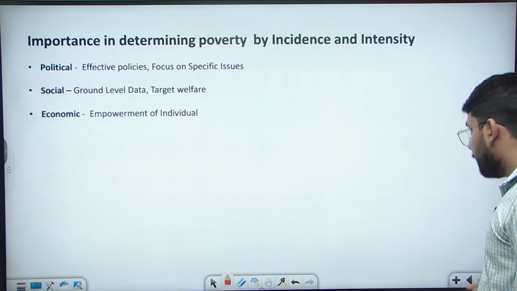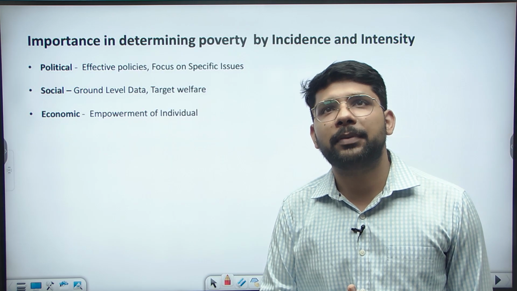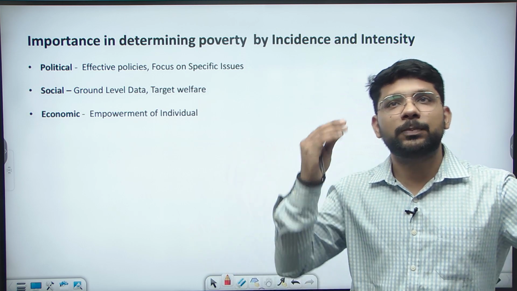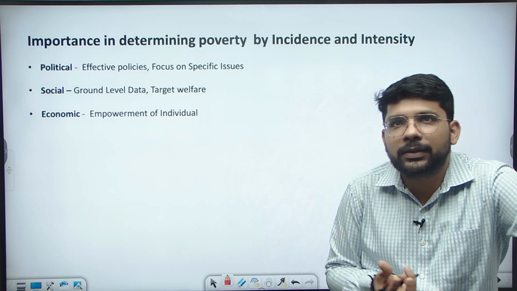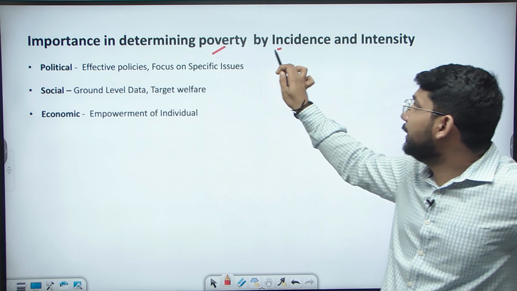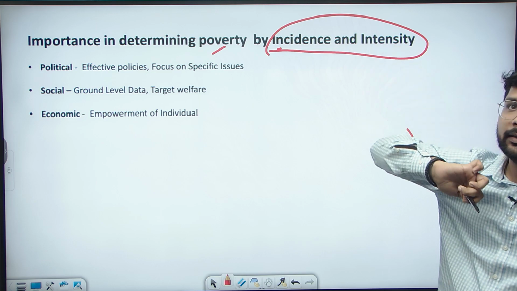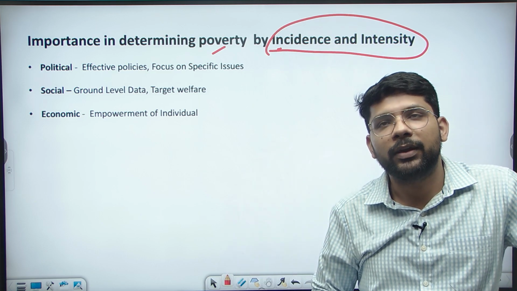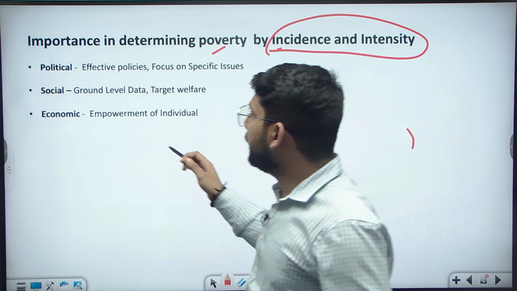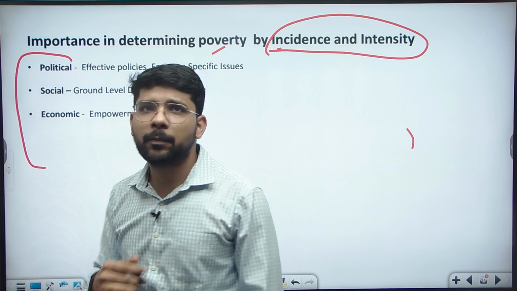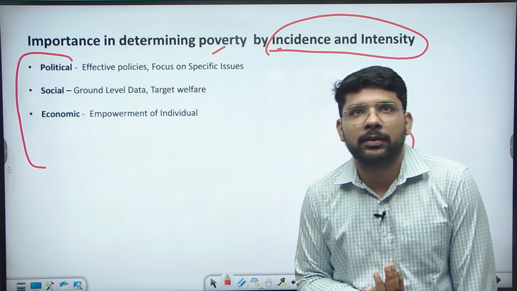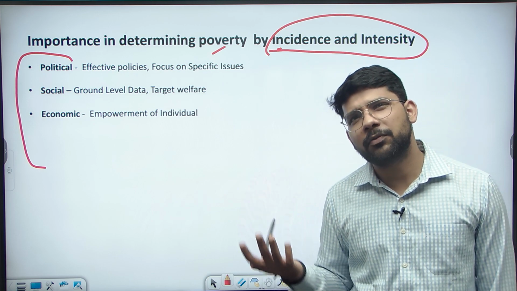In the first body part, we will write about the importance, since the first statement in the question focuses on the importance of determining poverty. So we will write about the importance of determining poverty by incidence and by intensity, and how we can focus on both factors. There can be three factors: political factors related to policy, social factors, and economic factors. We can subdivide these factors.